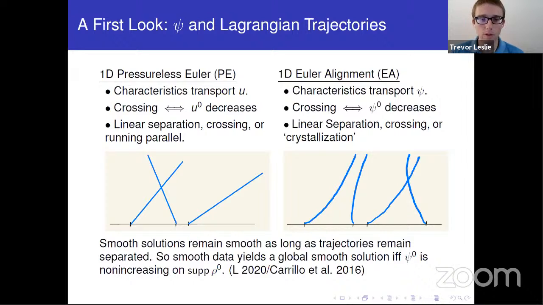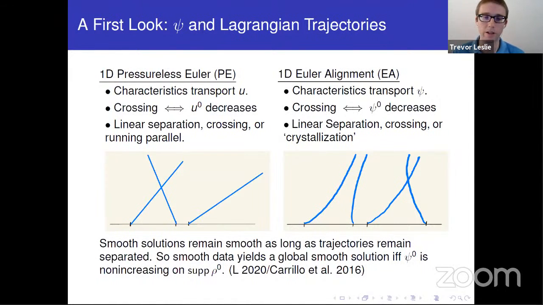In terms of well-posedness, the most significant question is whether or not trajectories actually cross. And one can show that trajectories cross if and only if psi naught, rather than u naught, as was the case for pressureless Euler, decreases somewhere as you move from left to right. You can see this by using the fact that psi is transported along characteristics. So we get a global in time smooth solution from regular data if and only if psi naught is non-decreasing in the support of the density profile.